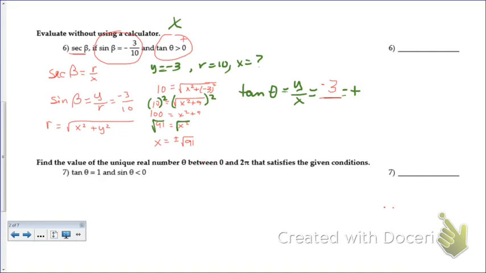So we need to figure out what x has to be, and we don't even care what the number is. Is it positive or negative? If it's positive, a negative over a positive is negative. So that's not going to work. If it's negative, then a negative over a negative is a positive. So we know that x has to be a negative number. So x is actually going to end up being negative square root of 91. So we can put that in for x.